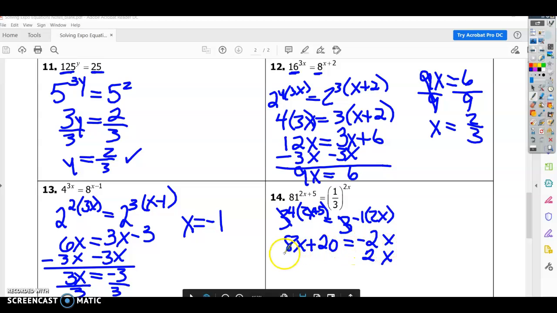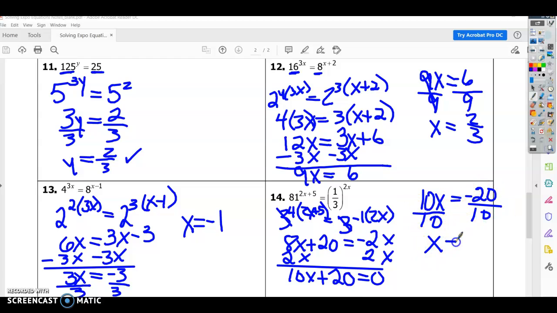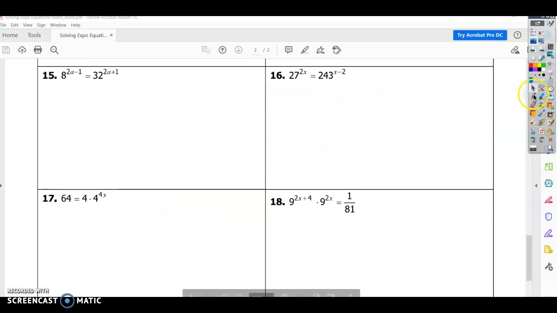Here I've got negative 2x, so I'm going to add 2x to both sides. So I'm going to have 10x, I forgot my 20 here, 10x plus 20 equals 0. So I'm going to subtract 20 to the other side, so it's going to be negative 20. Divide by 10. X equals negative 2. All right, again, you can plug these into both sides and check them. I have done that, so I'm going to move on with a couple more examples.